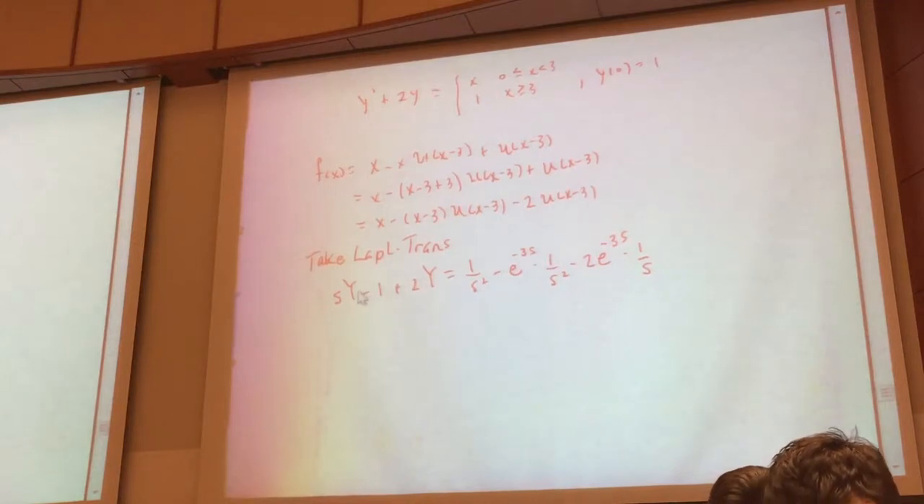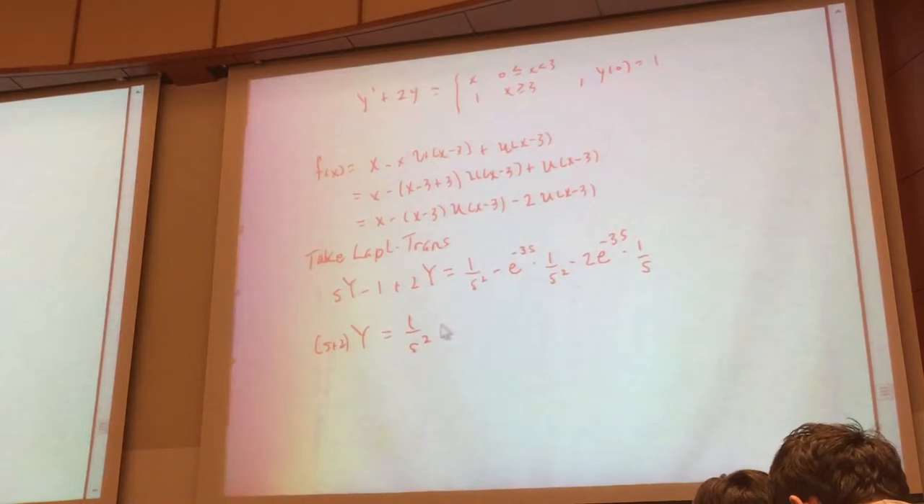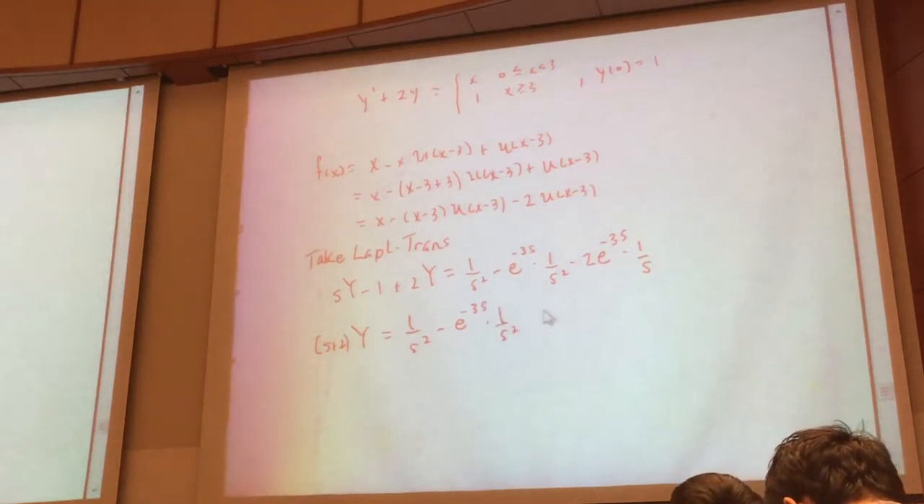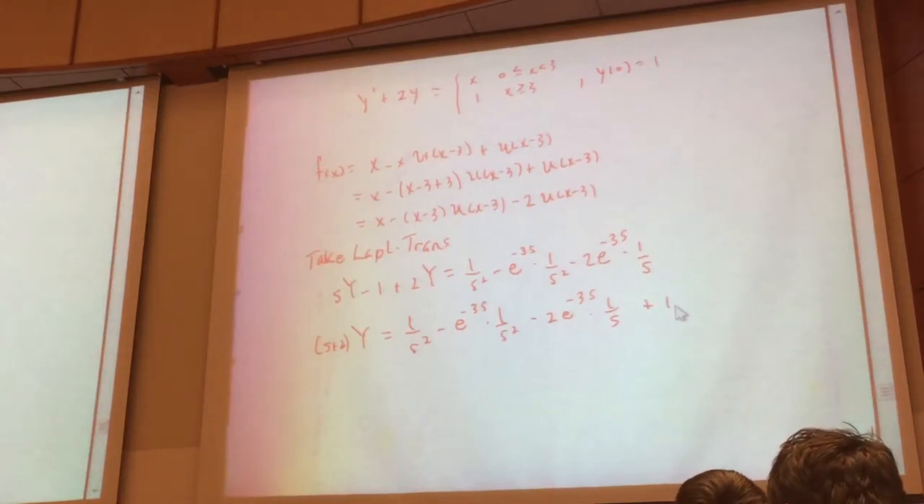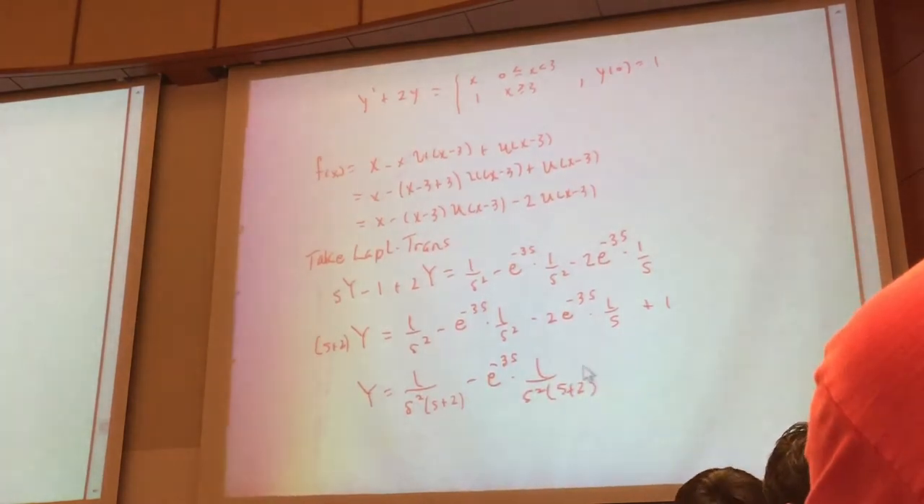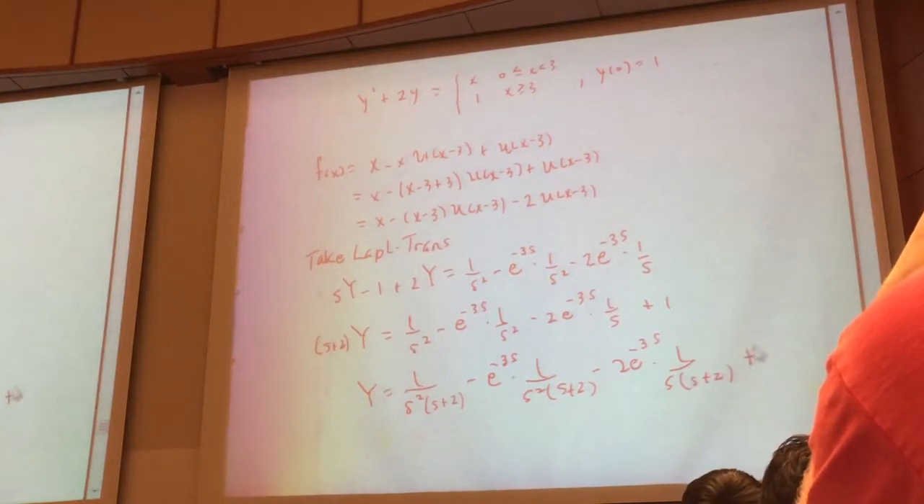Now we solve for capital Y, the Laplace transform. So capital Y times s plus 2 equals 1 over s squared minus e to the minus 3s times 1 over s squared, minus 2 e to the minus 3s times 1 over s, plus 1. I brought the 1 over to the right. So Y is 1 over s squared times s plus 2, minus e to the minus 3s times 1 over s squared times s plus 2, minus 2 e to the minus 3s times 1 over s times s plus 2, plus 1 over s plus 2.